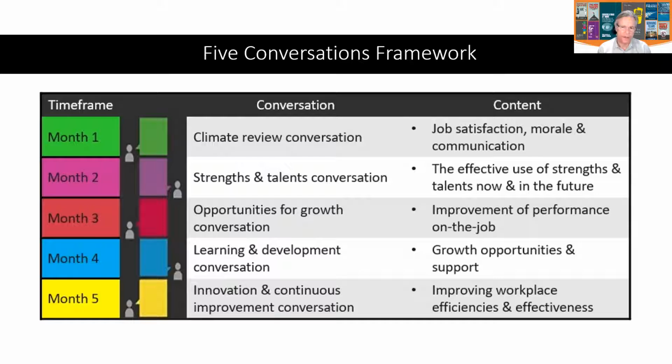And then month 2 is a very pleasant conversation, because what you're talking about essentially there are people's strengths and talents. So instead of going straight for the jugular and talking about what people are not doing well, let's start talking about what people actually do well. And that's what the strengths and talents conversation is all about. Because the idea is, of course, if you can unearth what someone's strength is, you can perhaps harness and utilize it more so than would be the case.